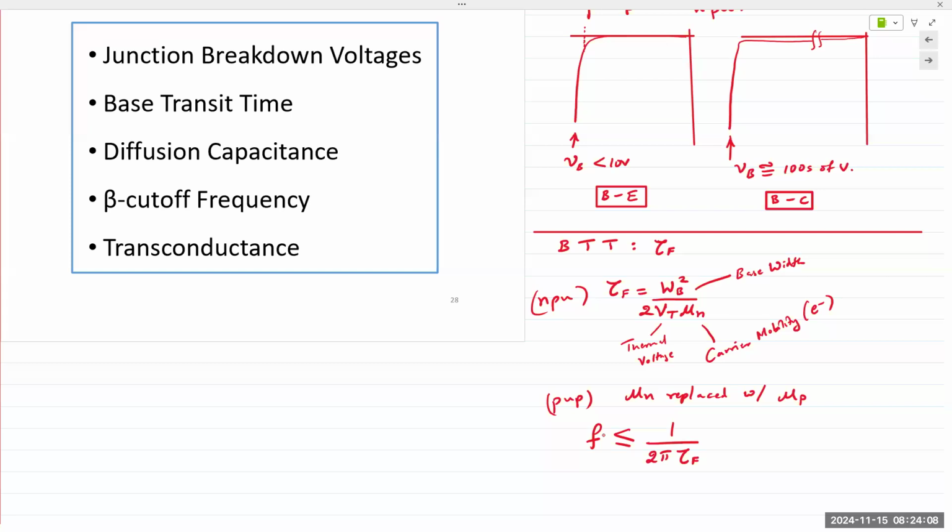But again, two major considerations. One is the speed of NPN versus PNP BJTs, and the other one is the upper limit of the operating frequency. Okay.